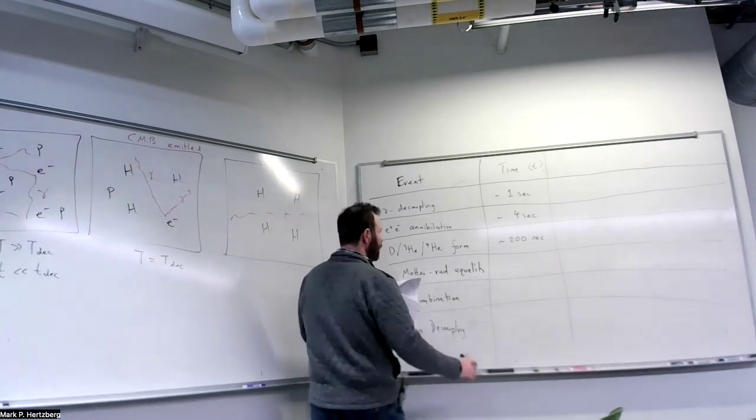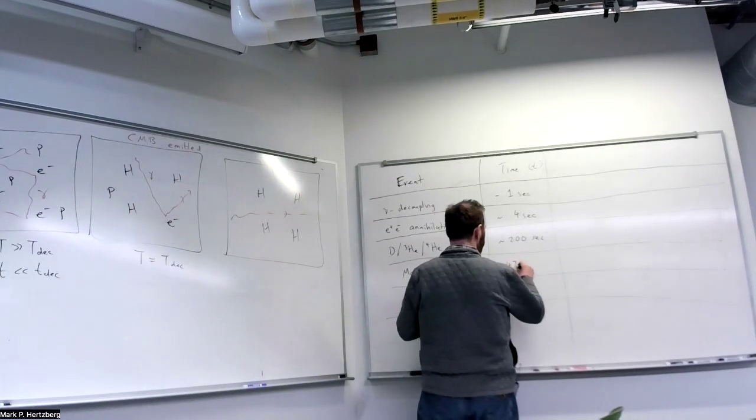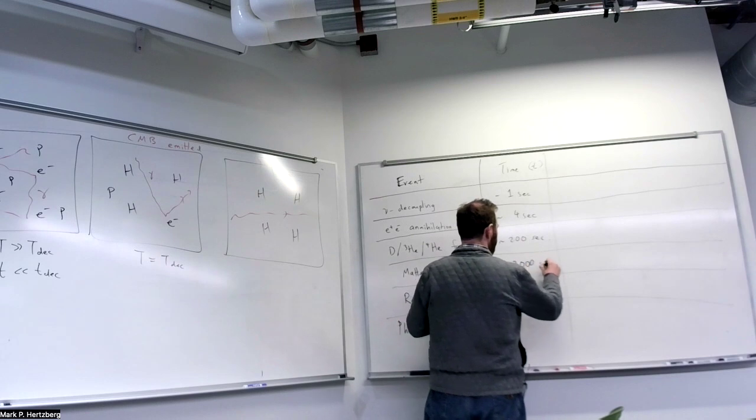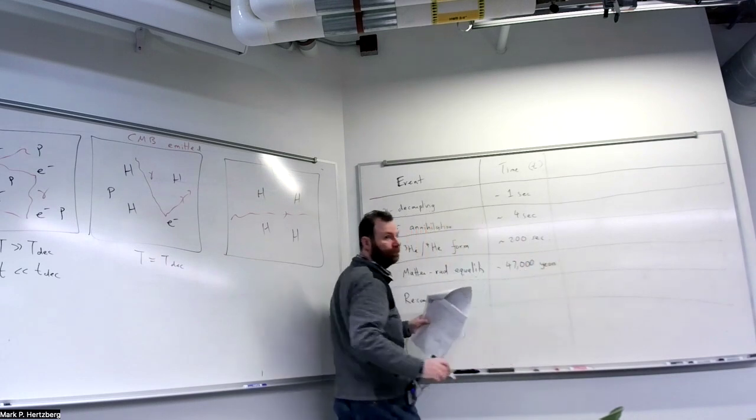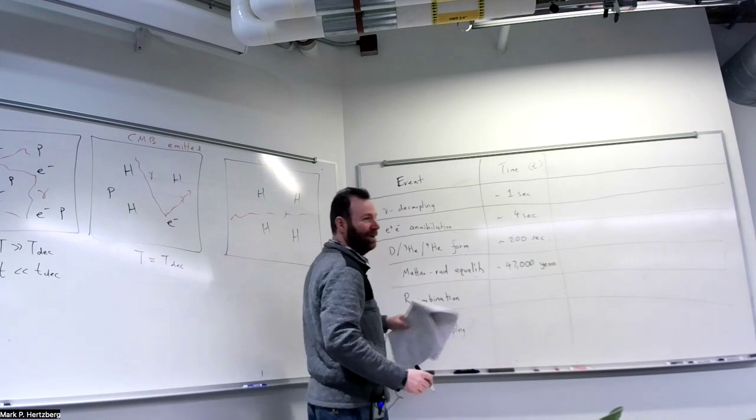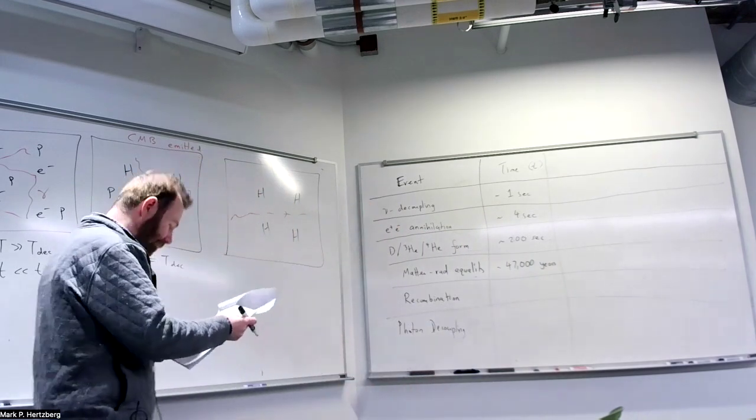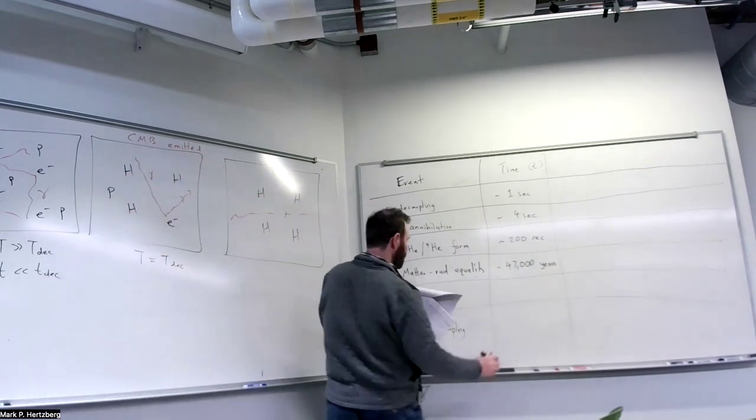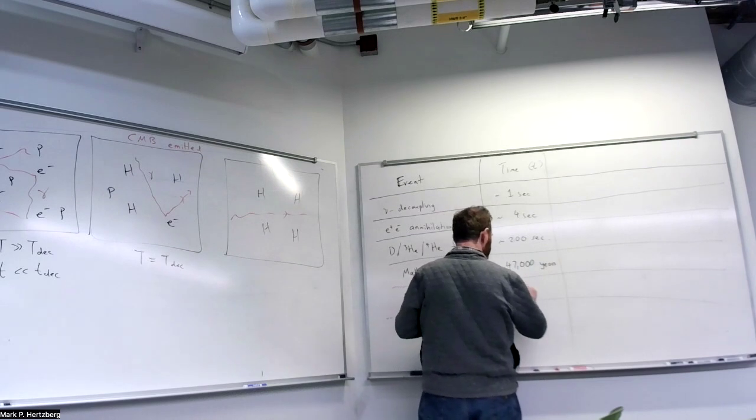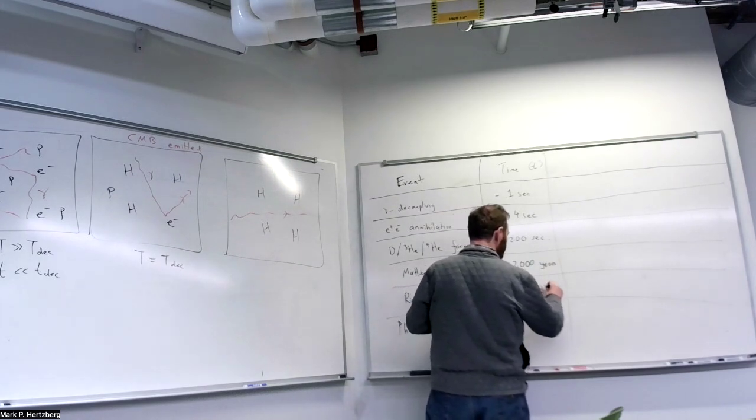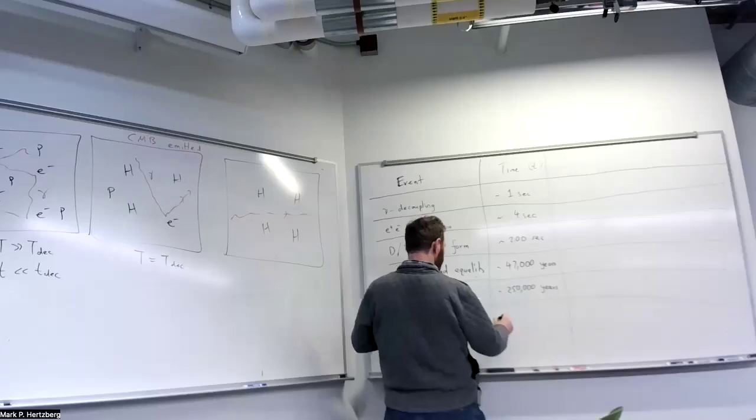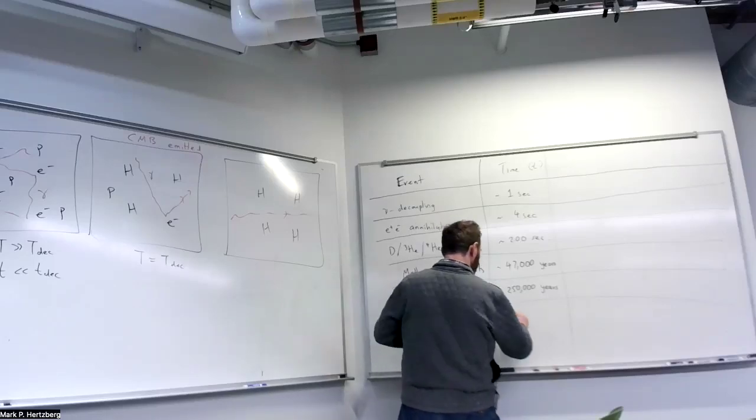Matter radiation equality, we said it's like 47,000 years. Not a lot happens between there and there. And then recombination, in today's class, we got 250,000 years. And then the CMB or photon decoupling, 380,000.